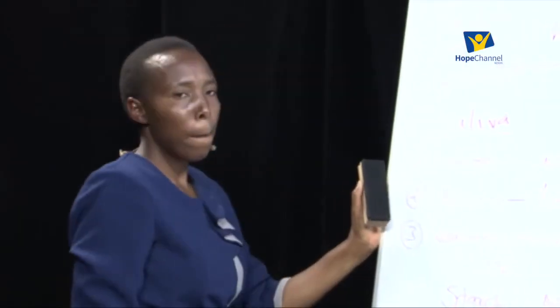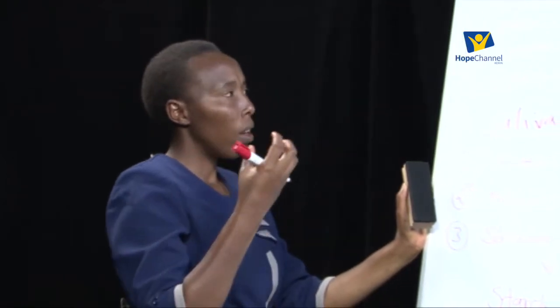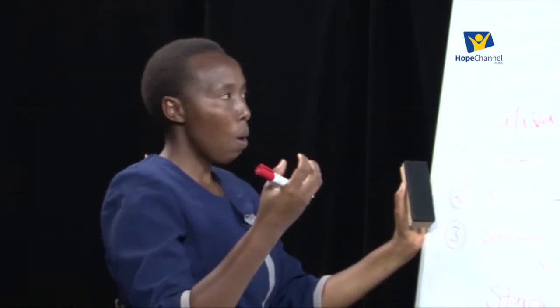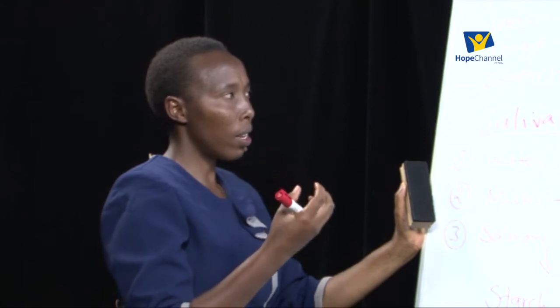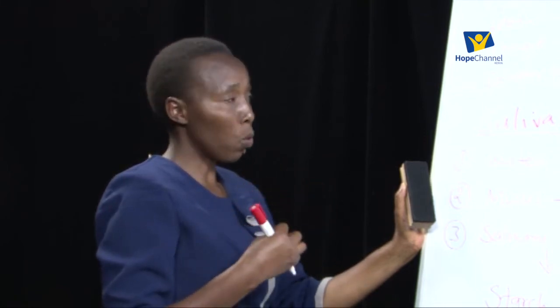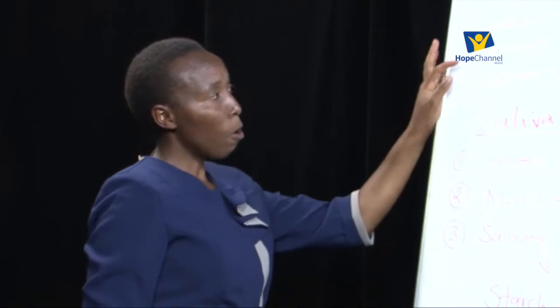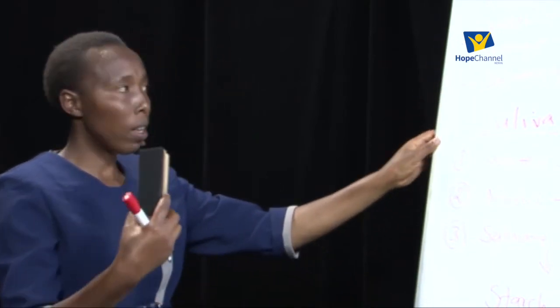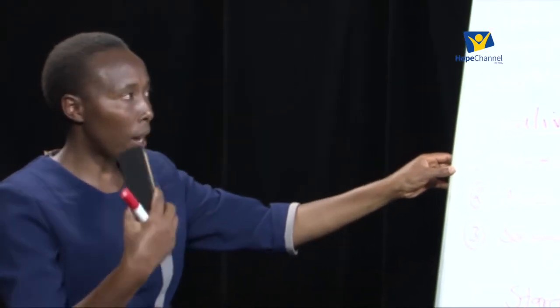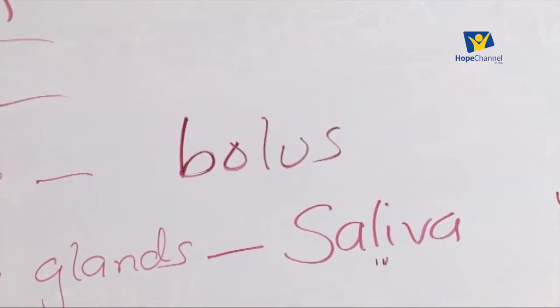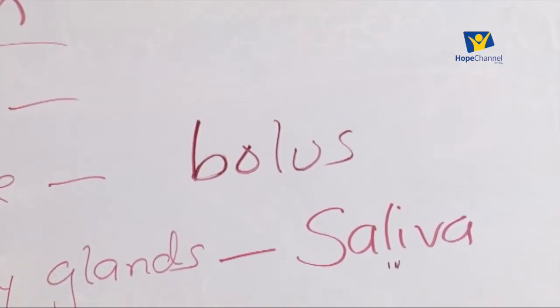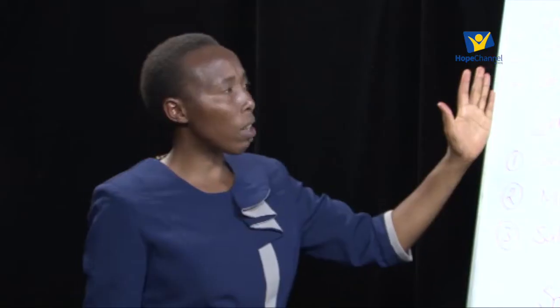bolus. So the food is turned into bolus such that someone is able to swallow. Once the tongue rolls the food into bolus, it will push that bolus into the back of the mouth. Then someone is able to swallow. And that marks the end of digestion in the mouth. I hope you were able to follow.